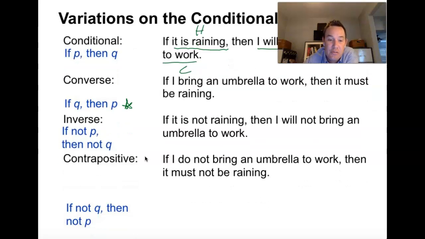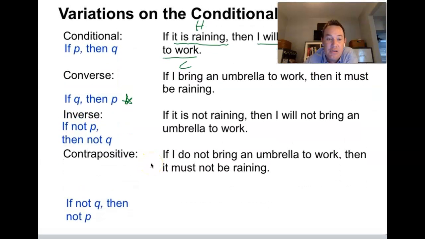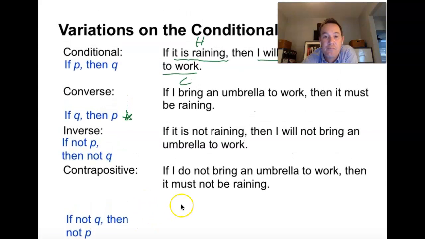And finally, the contrapositive is, if not Q, then not P. In that case, it's a combination of the converse and the inverse. You're swapping the hypothesis and conclusion, and you're also negating them. So if I do not bring an umbrella to work, then it must not be raining. Okay.